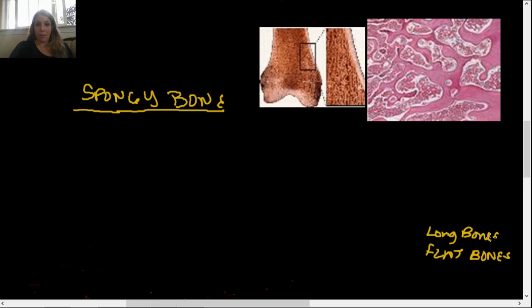Now, back to spongy bones. So if we were to take this long bone and slice it sagittally and look inside, you're going to see all these kind of beams, and it looks just like a sponge. So that's what we see here. And so what we're going to do is we're going to take a little section right here. I love when they do this. And we're going to look at the histology of spongy bone.